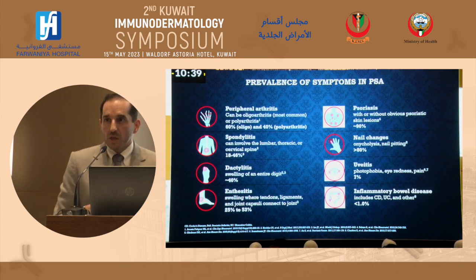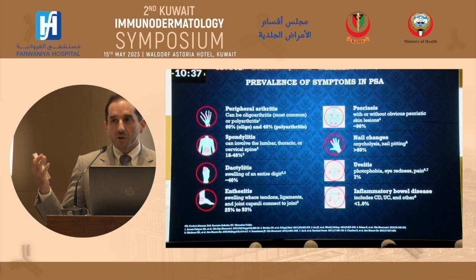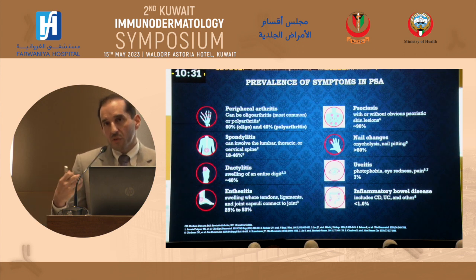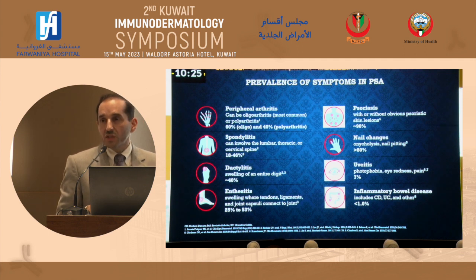So if you're looking for peripheral arthritis, peripheral arthritis could be an oligoarthritis. So you can have 2 or 3 joints. It could be an ankle, it could be a knee, it could be a wrist. If you have less than 3 or 4, you have an oligoarthritis. But it could actually be like rheumatoid arthritis, like a polyarthritis. You see a 40% chance of having a polyarthritis and around 60% to 80% of having oligoarthritis.